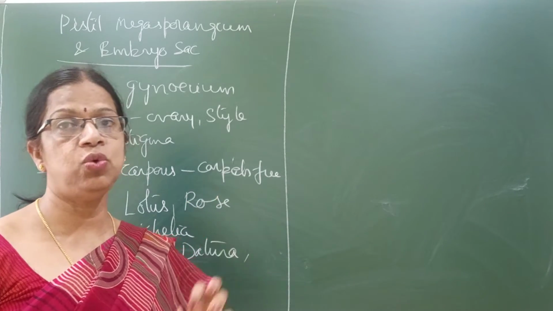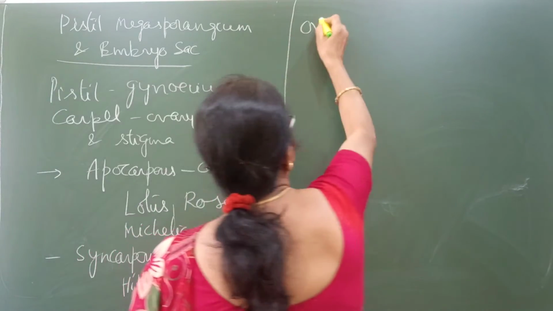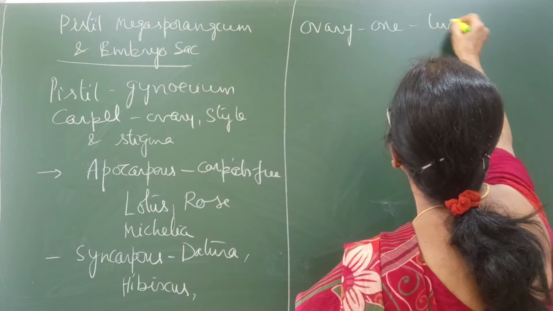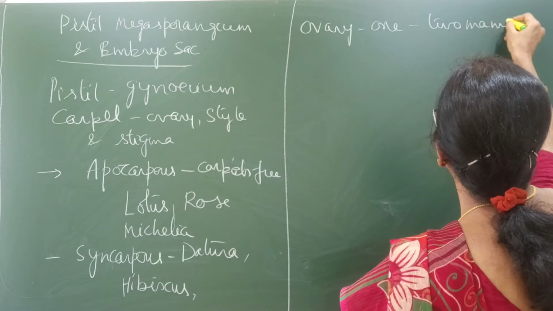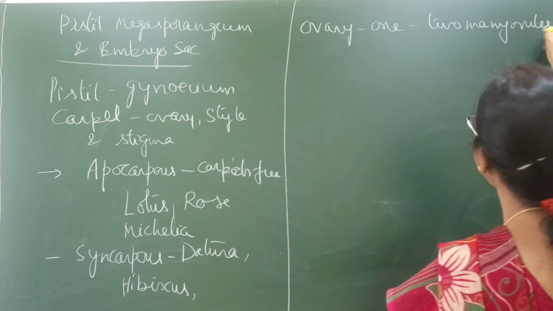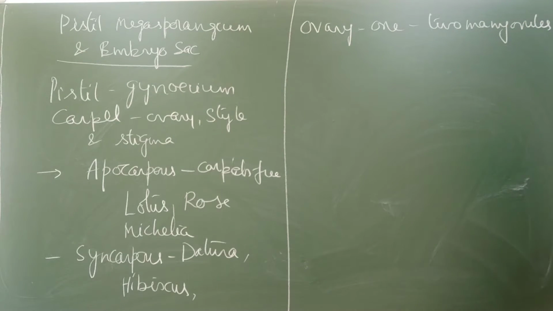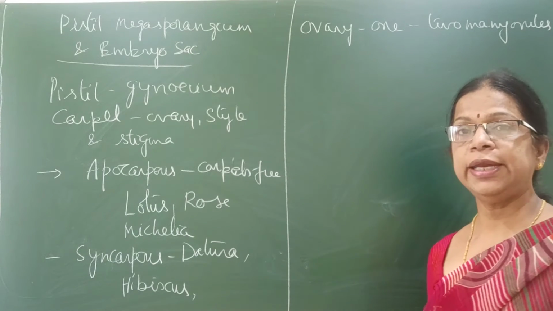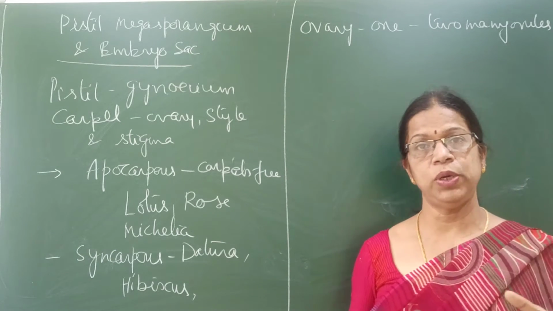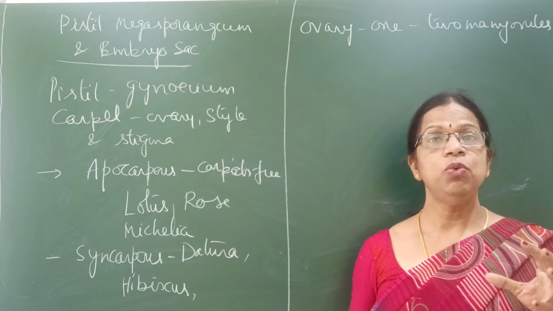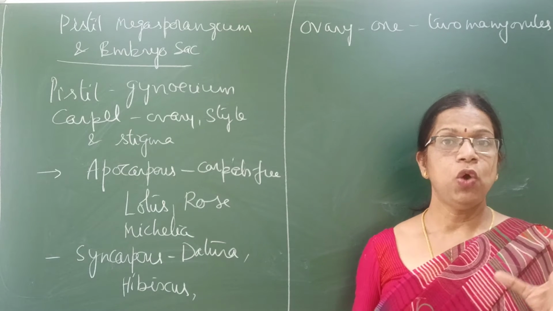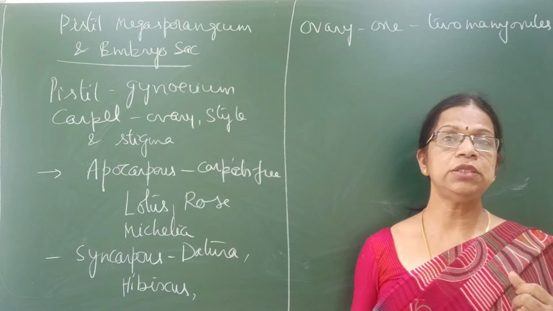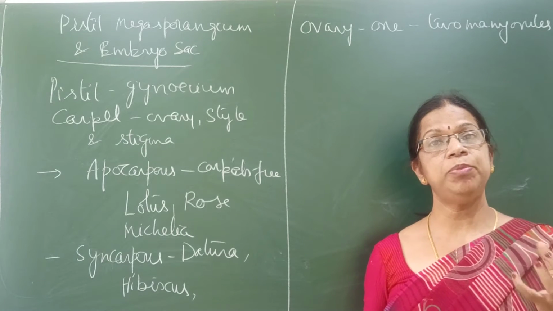And each ovary consists of one to many ovules. These ovules are arranged on the ovary at specific places which are called placenta. Ovules arise from the placenta. Now, how this placenta is formed, I am going to describe briefly.